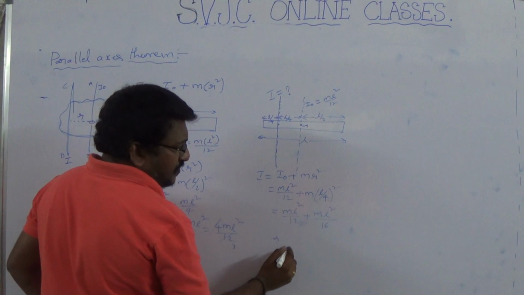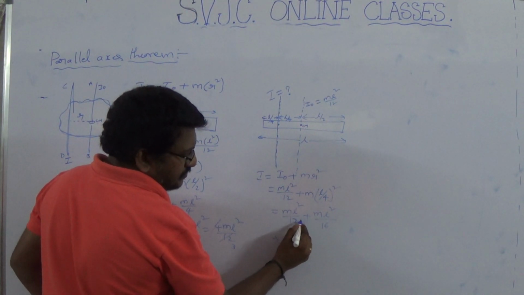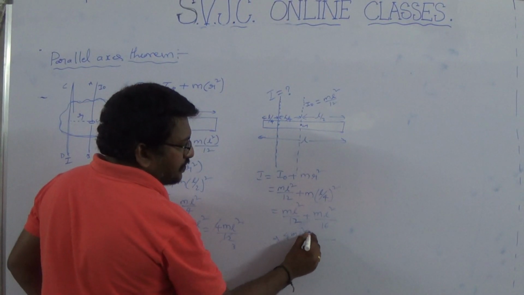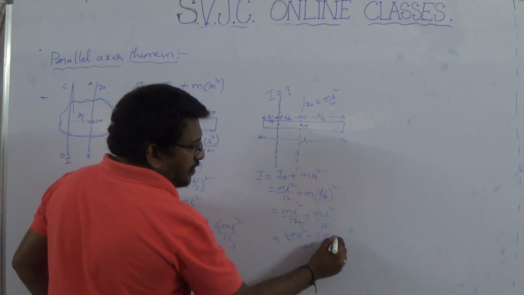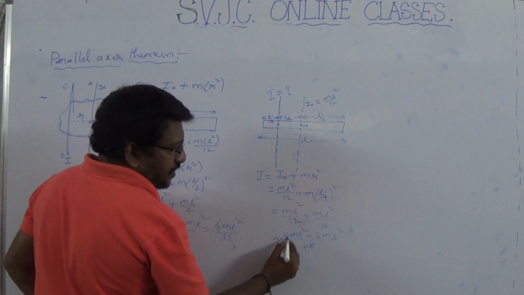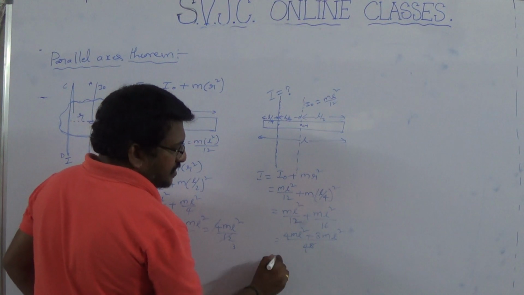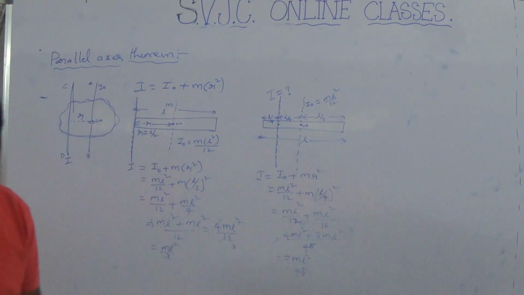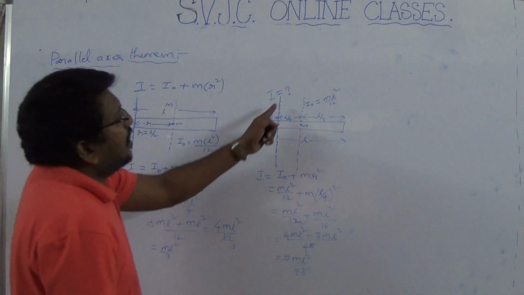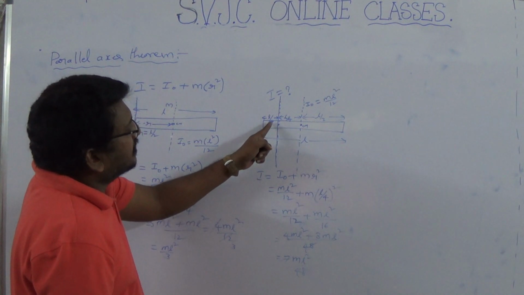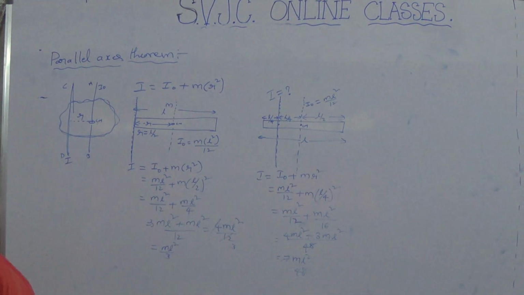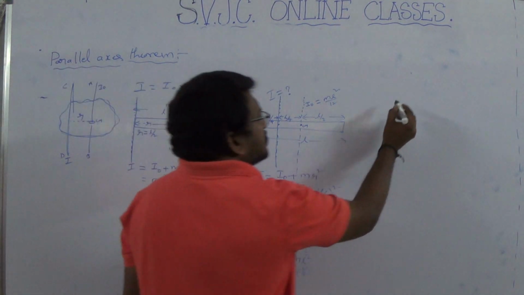LCM 48. So 12 fours are 48, so 4 m l square, plus 16 threes are 48, so 3 m l square. From that we get 4 plus 3, 7 m l square by 48. So that is the moment of inertia of the rod about this axis, which is passing at a distance l by 4 from one end. In that way we can calculate the moment of inertia of bodies by using the parallel axis theorem. The same way, one more example.